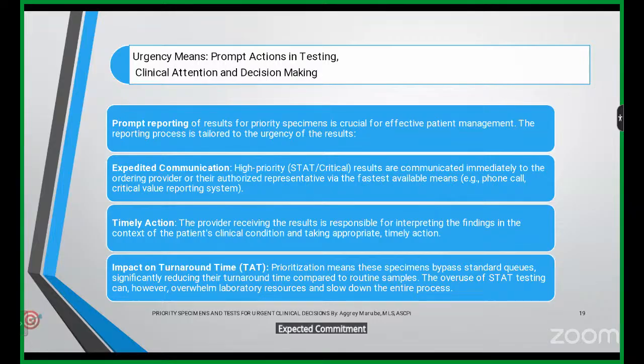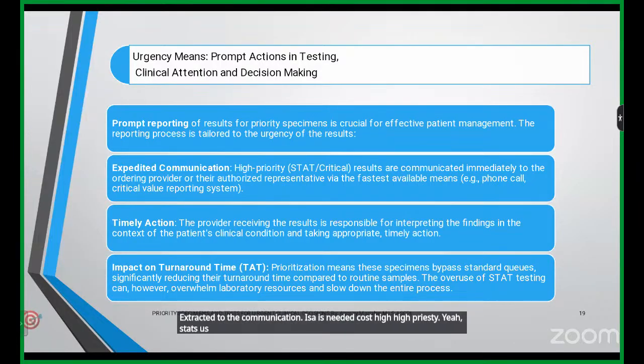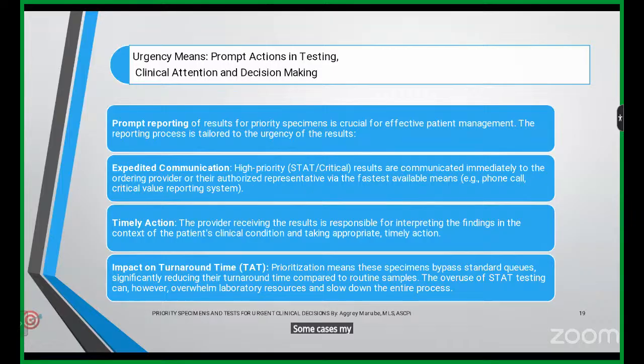Expedited communication is needed because high priority, critical results are communicated immediately to the ordering provider or their authorized representative via the fastest available means. Some of these cases don't need an email. They need a phone call.